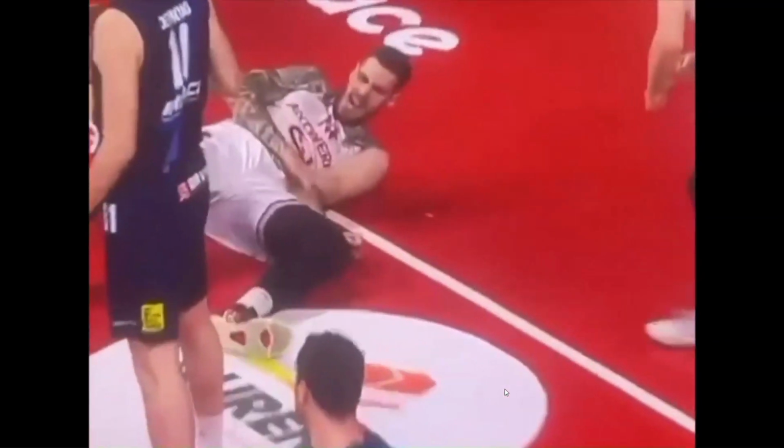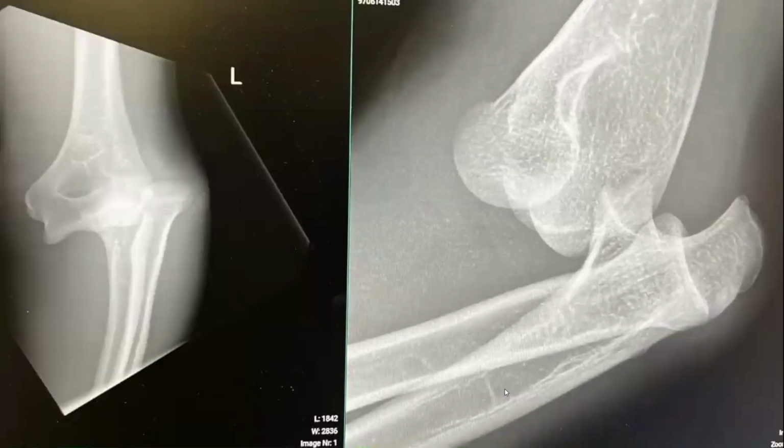Here are some other examples. This is a basketball player. He weighs over 100 kilos, falls on his arm, has an elbow dislocation, as you can see there. Posterolateral elbow dislocation. Everyone knows it's dislocated. And this is his x-ray, so we're talking about a simple elbow dislocation in this case.